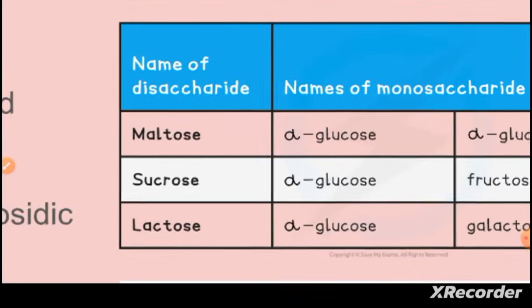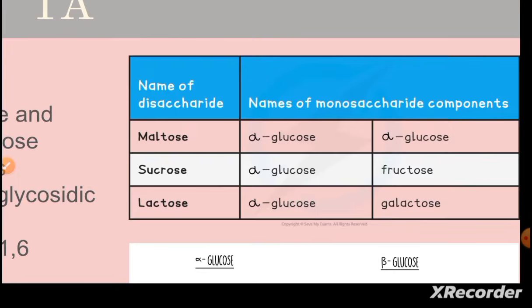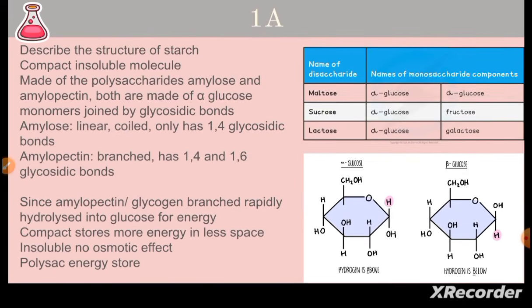Okay, and you are also required to know what each disaccharide is composed of. So maltose is composed of 2 alpha glucose. Sucrose is composed of 1 alpha glucose and 1 fructose. Lactose is composed of 1 alpha glucose and 1 galactose.